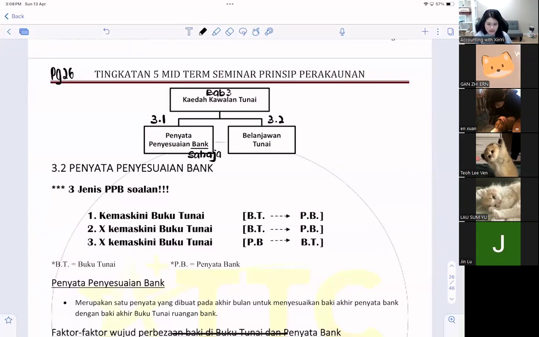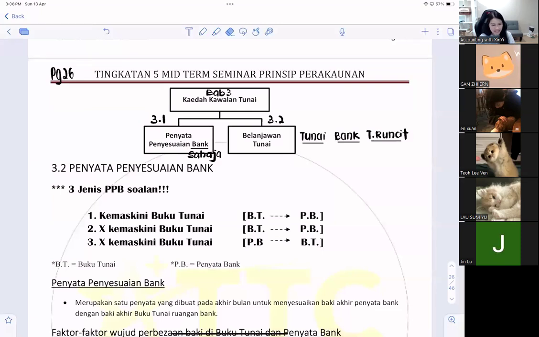Okay, but for Belanjawan Tunai, we care about every kind of money. So it's going to consist of tunai, bank, or all three of them in Belanjawan Tunai. Okay, so for Belanjawan Tunai, I didn't choose it to cover during my seminars because the concept of it is pretty much alike with Buku Tunai. So not much difference at all. You are doing penerimaan and pembayaran except that the numbers are actually expected figures. So it means like I give you an estimation of 3 months, you calculate for me. So Belanjawan Tunai is easier than Penyata Penyesuaian Bank actually.